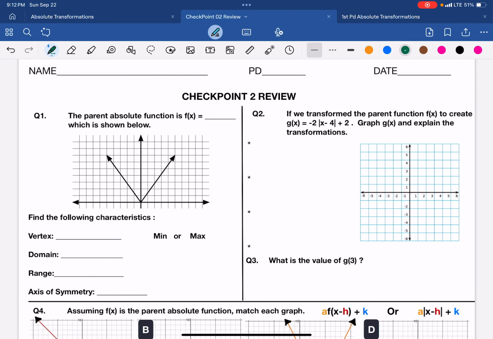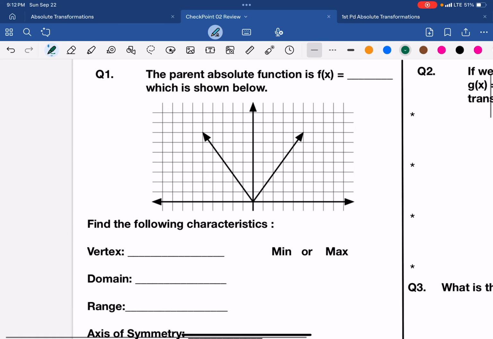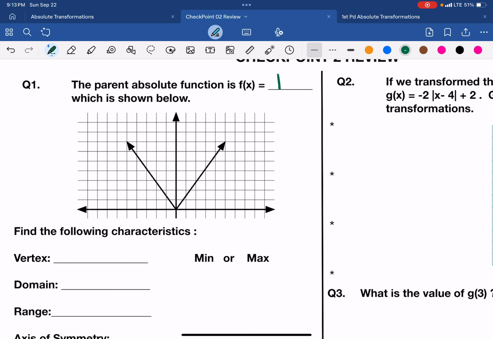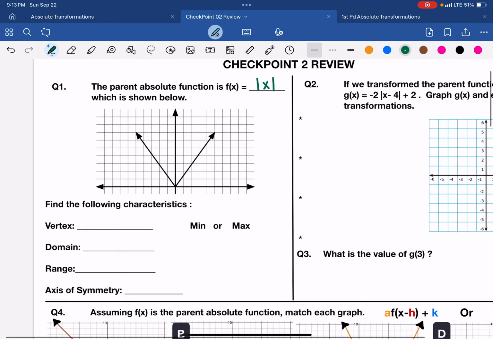Hi guys, here we are with the checkpoint 2 review. And let's start with question number 1. The parent absolute function is f of x equals, remember it's the simplest form, absolute value of x, which is shown below. Find the following characteristics.